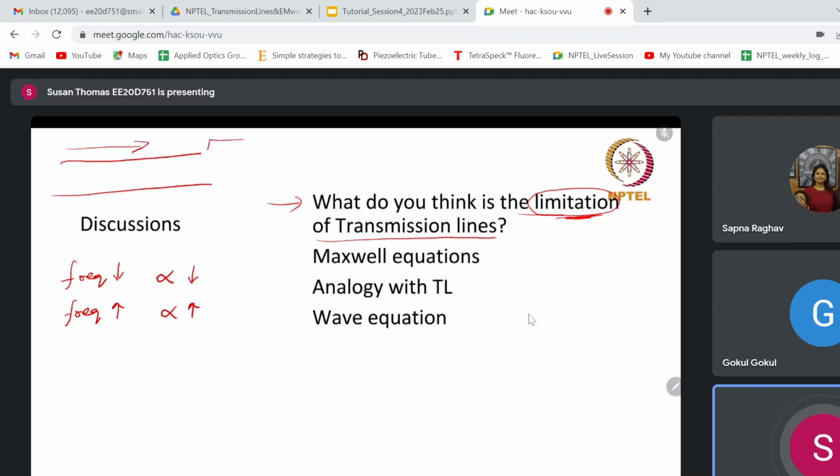You need to have something called repeat amplifiers. That means if the signal is getting weakened, you need to amplify it repeatedly at several points. As we go for higher and higher frequencies, the repeat amplifiers need to be placed closer together on the transmission line. So this is one of the limitations with the transmission line.